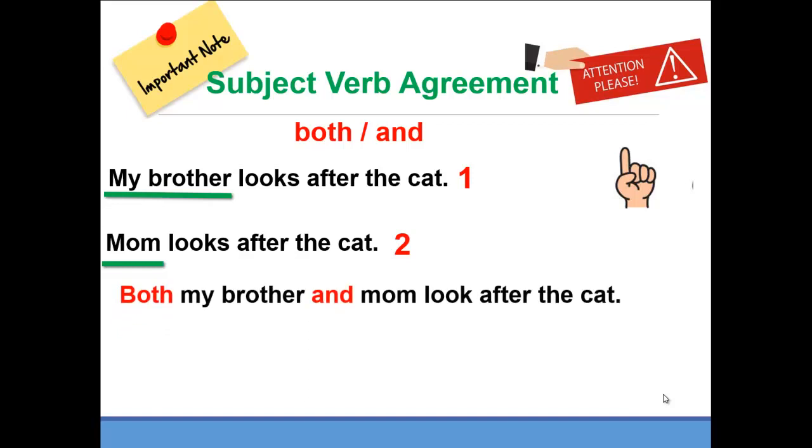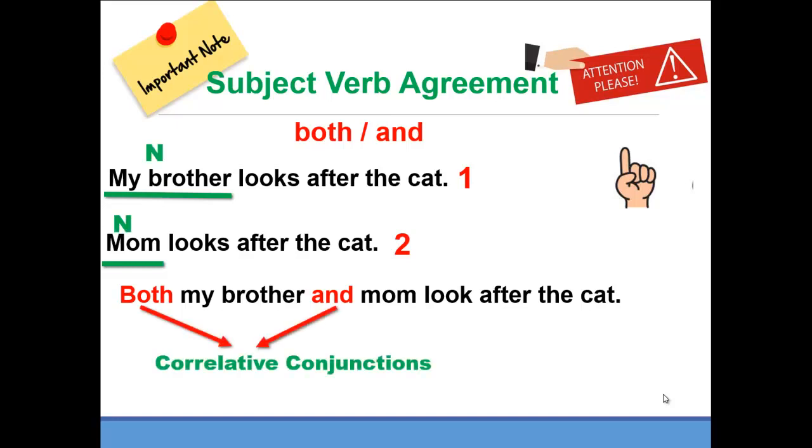The first conjunction both is going to be used before the first part, and the second conjunction and will be used before the second part that needs to be connected. So it's going to be: both my brother and mom look after the cat. The conjunction both and joins the subjects or the nouns of the two sentences. Let's check the verb. The two subjects are joined together. So, who looks after the cat? Both my brother and mom.